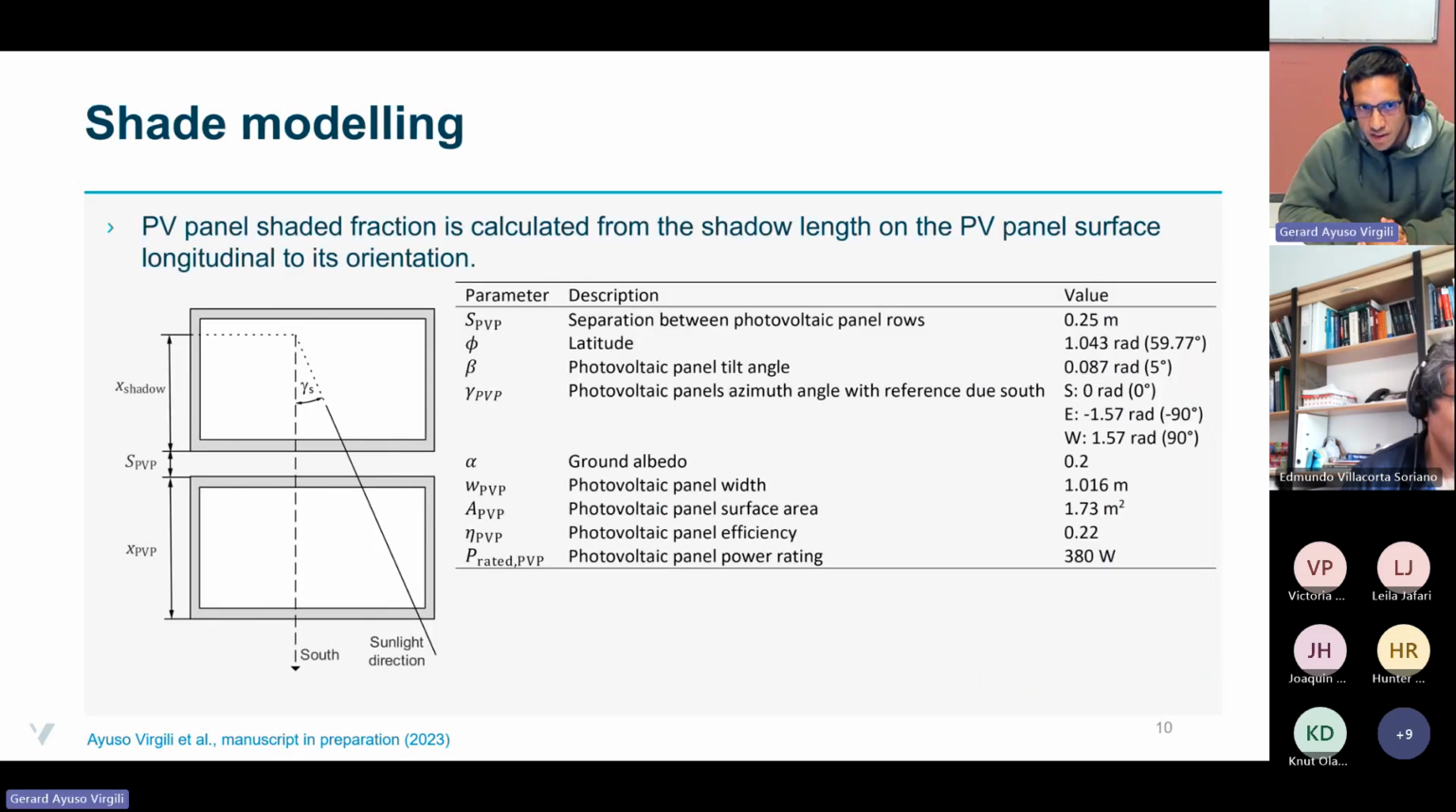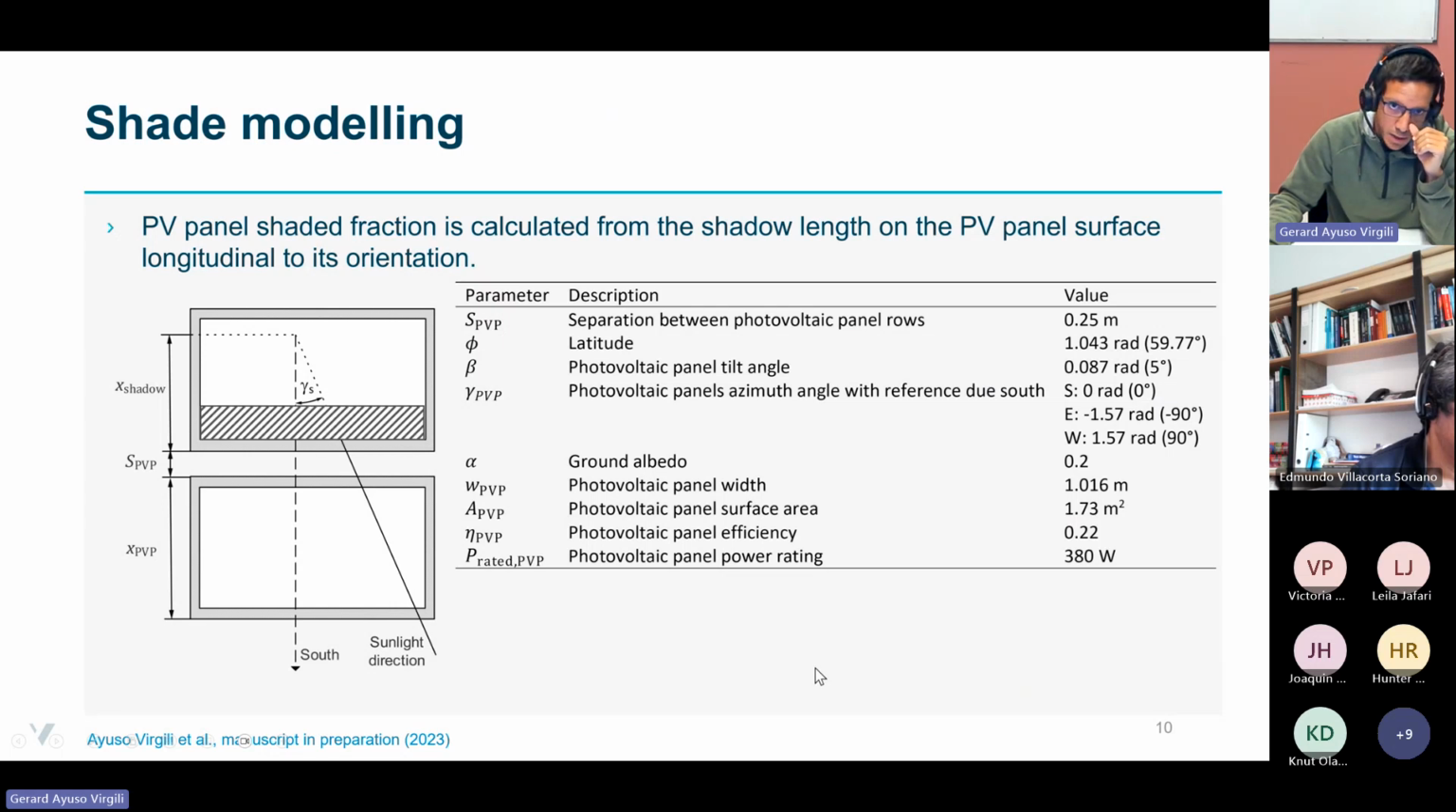So to make the models more realistic, we have a little example of how the shading of the panels would be. This is configuration S, and we have both panels, let's say, facing down in the screen. So incoming sun rays would meet the top of the panel in the front row and then cast a shadow on this panel.